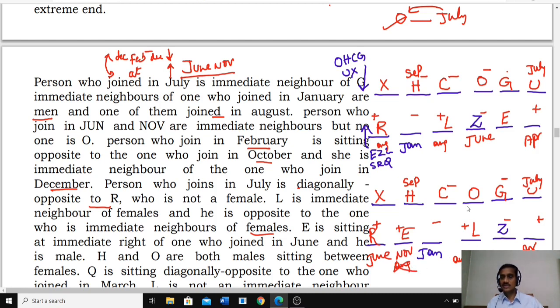And he is sitting to the immediate right of the one who joined in June, and he is a male. He is a male. Next one.